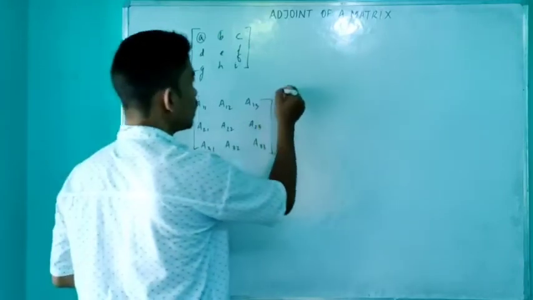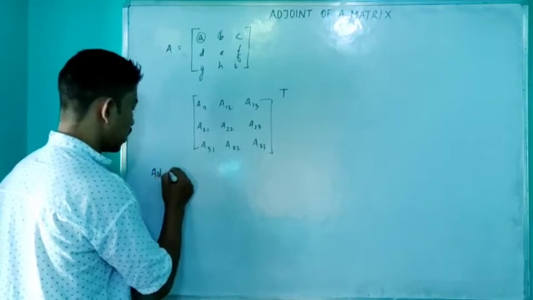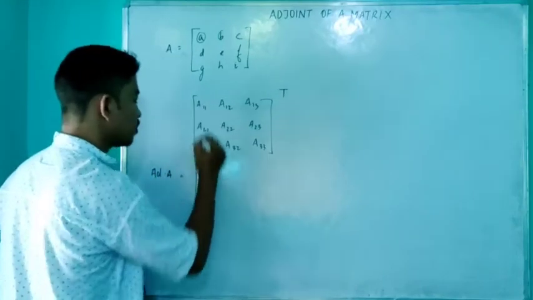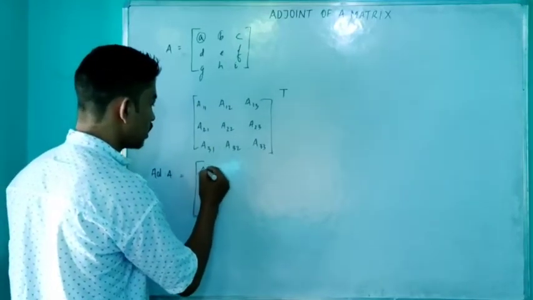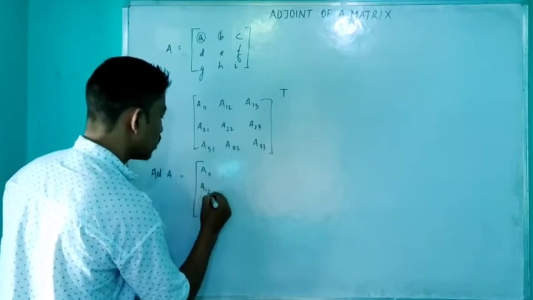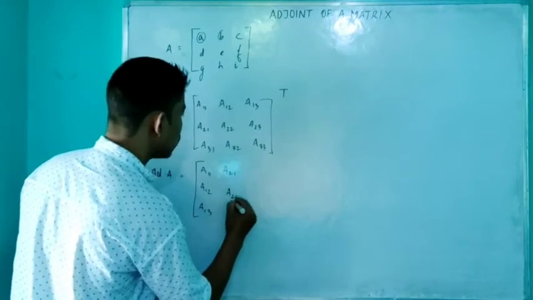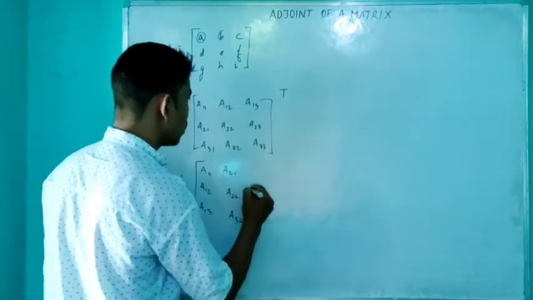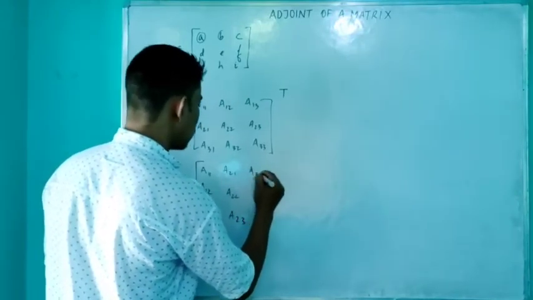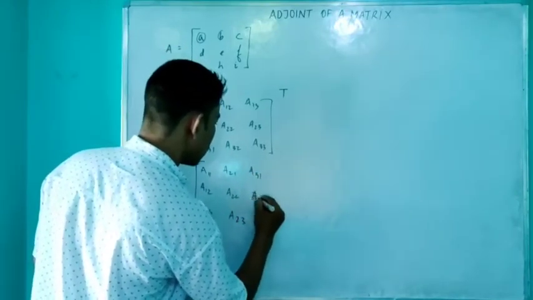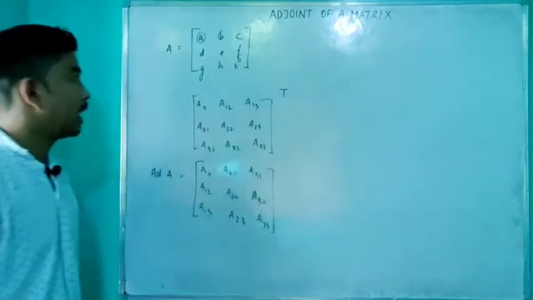Now if I find its transpose, then that is known as the adjoint of A. So adjoint of A will be given by the transpose of this one. That means I'll interchange the rows and the columns. So I'll write A11, A12, A13, then A21, A22, A23 and finally A31, A32 and A33. This is how we obtain the adjoint of a given matrix.